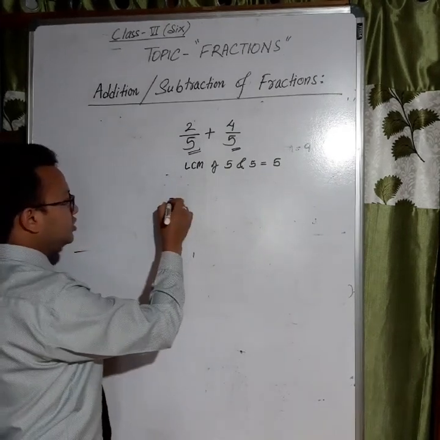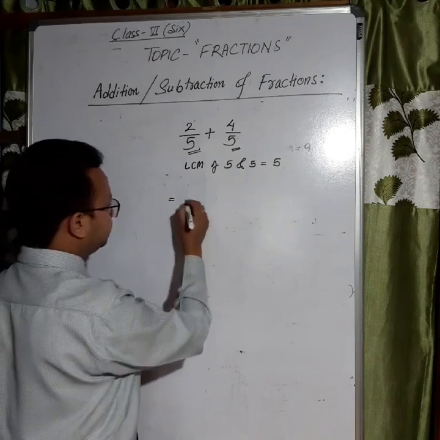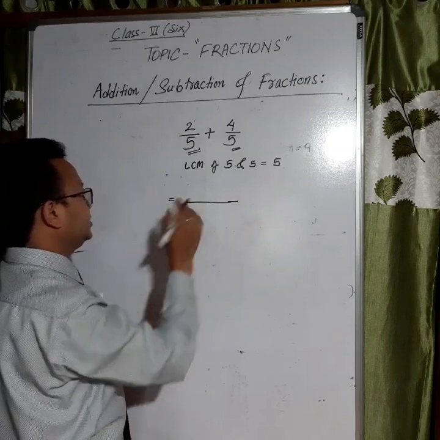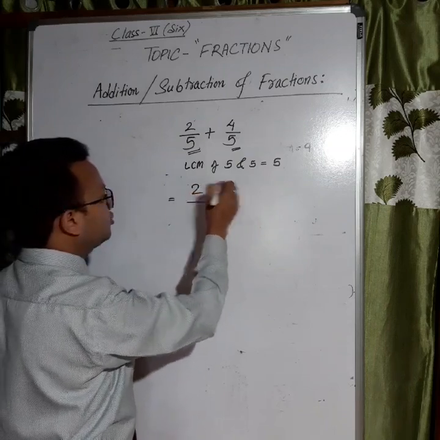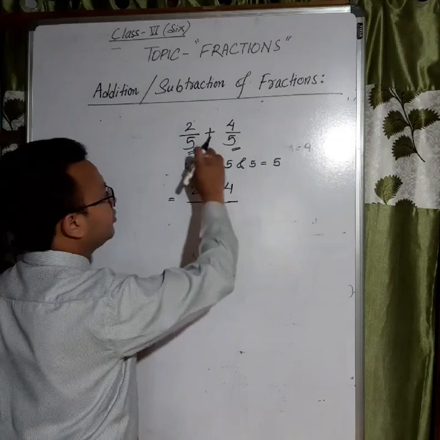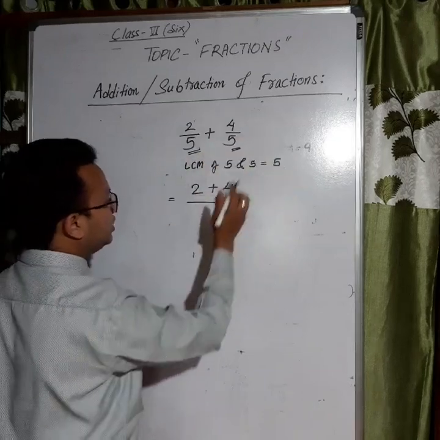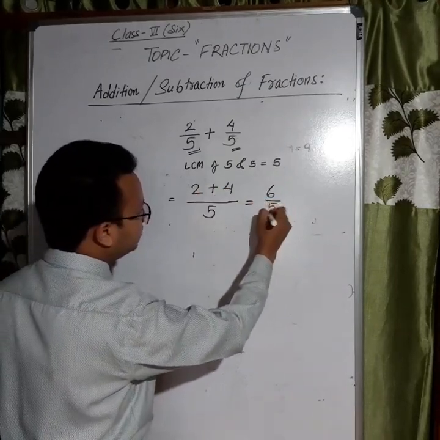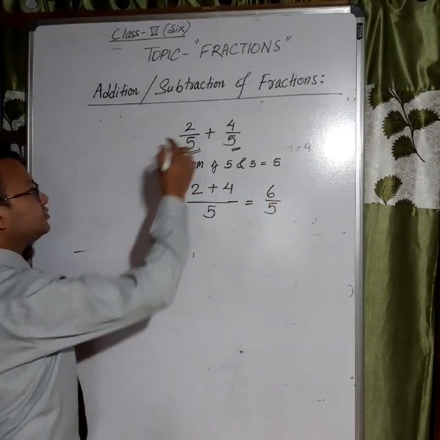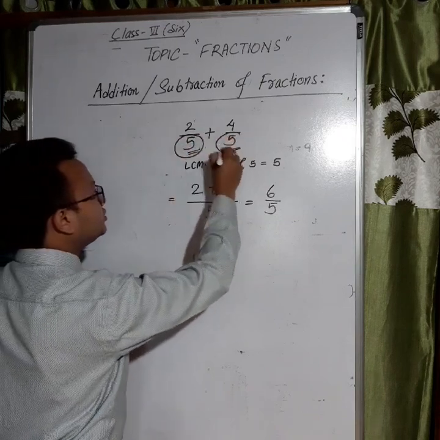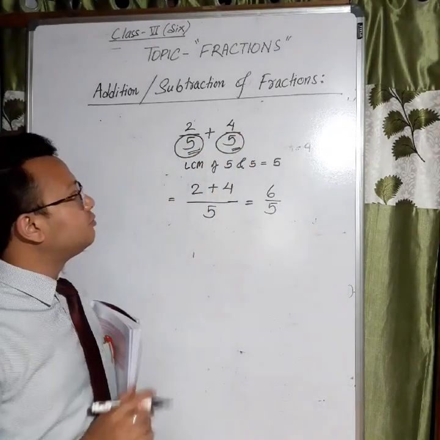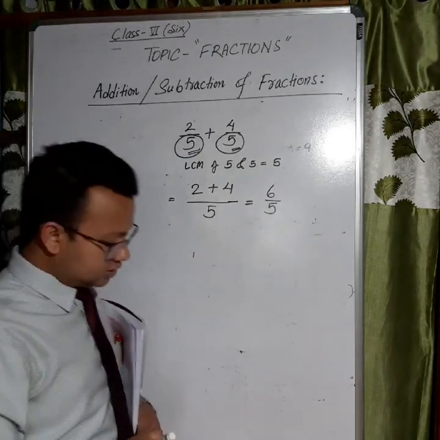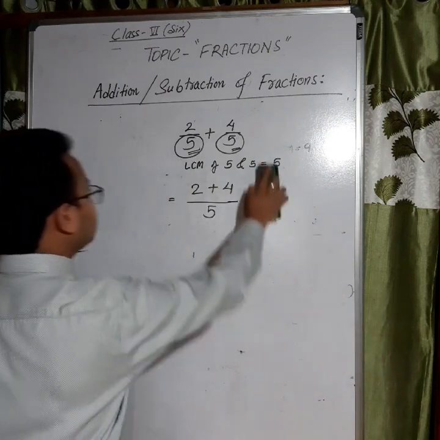So if the denominators are common, we directly add the numerators. The simple case: 2 plus 4, and write the LCM of those denominators, that is 5. That gives you 2 plus 4 is equal to 6 by 5. So this is the case where the denominators are the same, but every time it does not happen so. The denominators may be different sometimes.